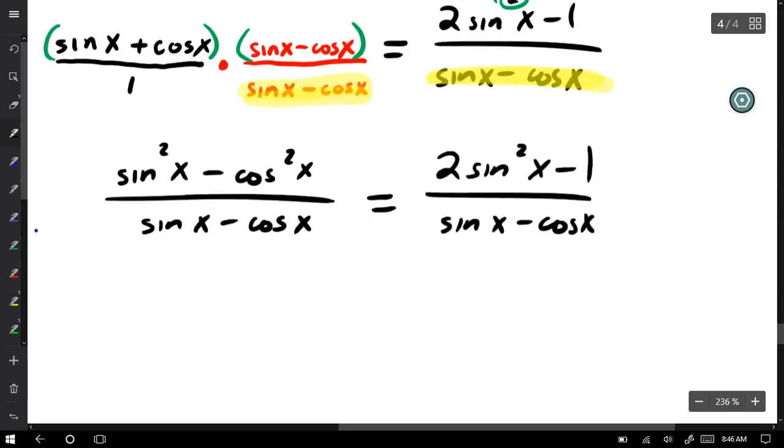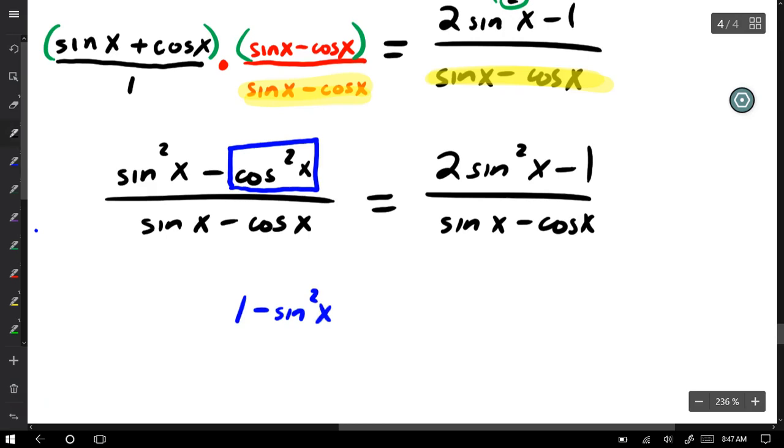But there's a problem: the top isn't right. I want 2 sine squareds, and I only have 1 over here. I have 0 cosines on the right side, but yet I have a cosine squared here. On the right side, I have a number 1. So just like in a previous, more complicated problem that we did, I am going to use the reverse of a Pythagorean identity. I am going to change cosine squared of x into 1 minus sine squared of x.